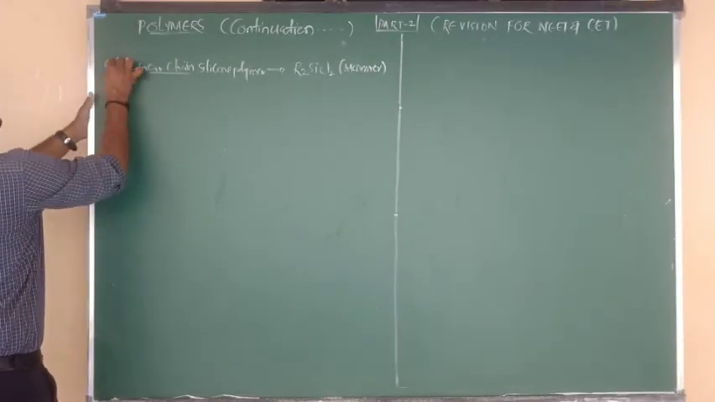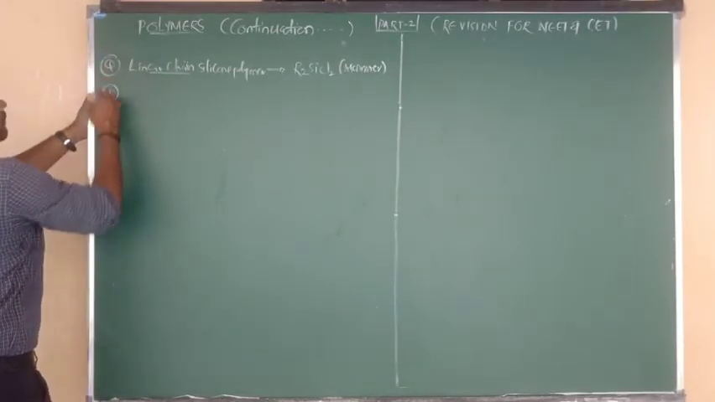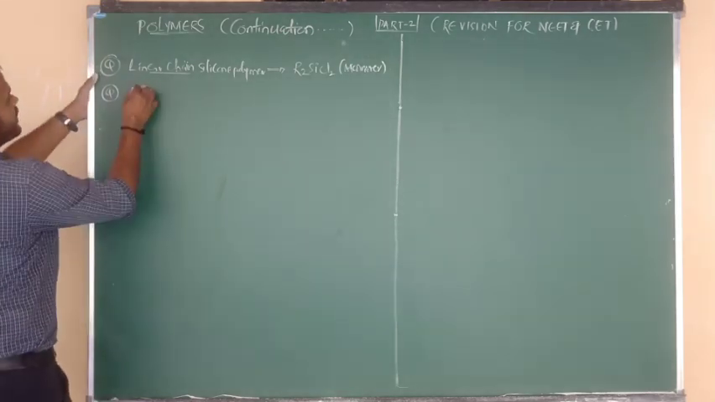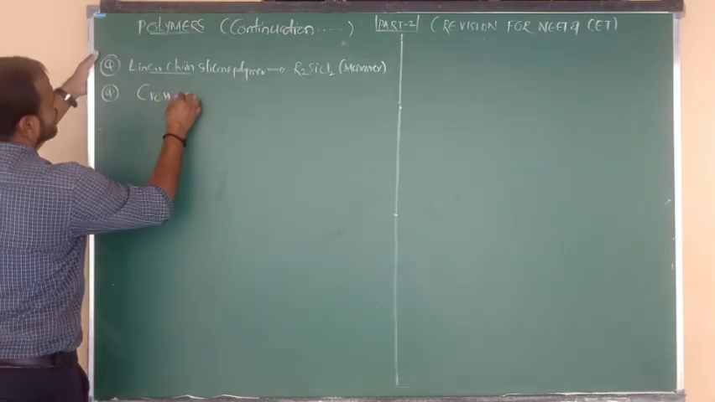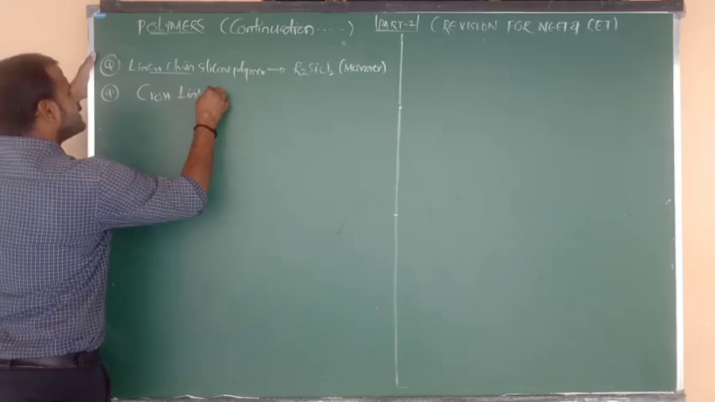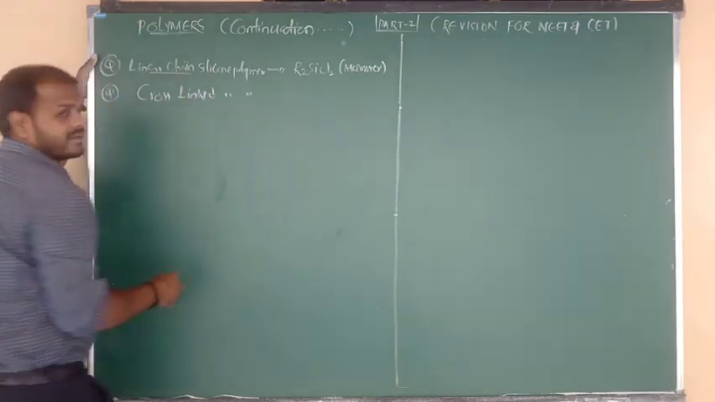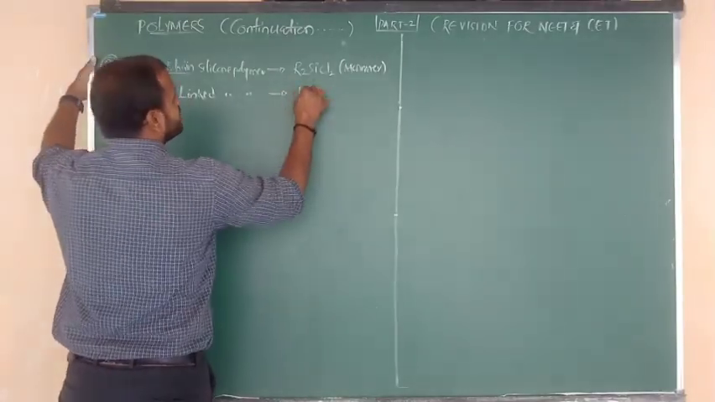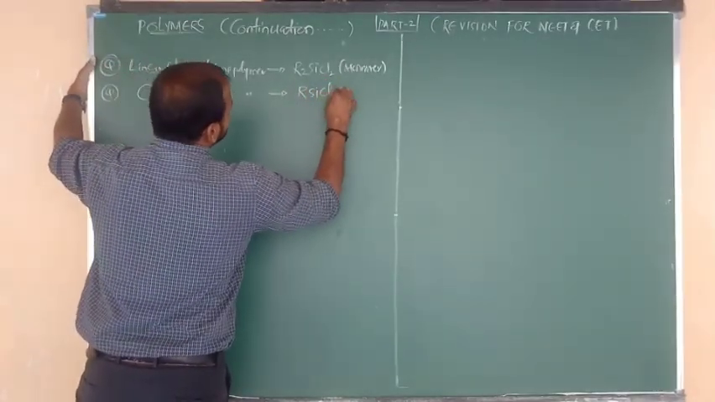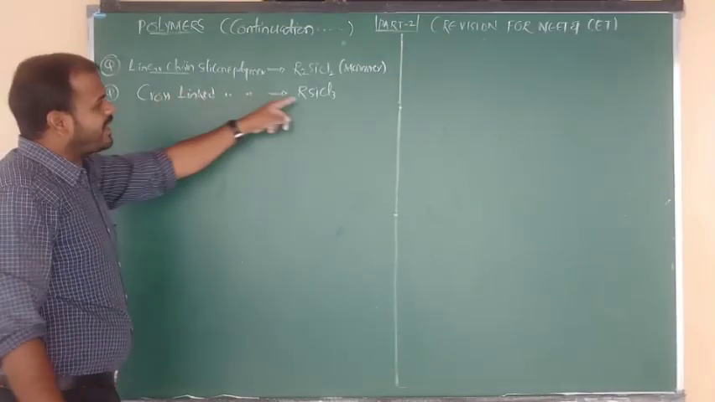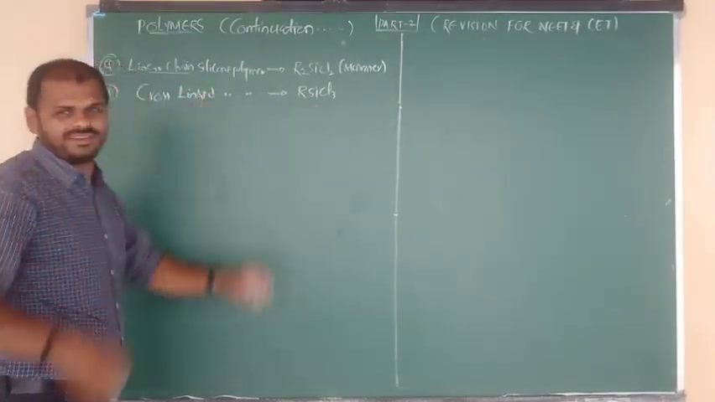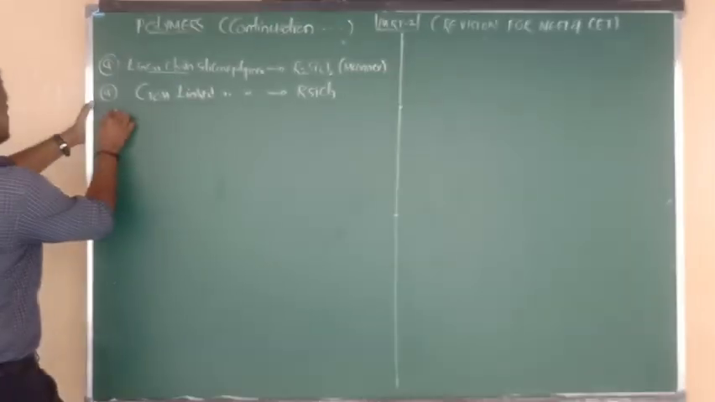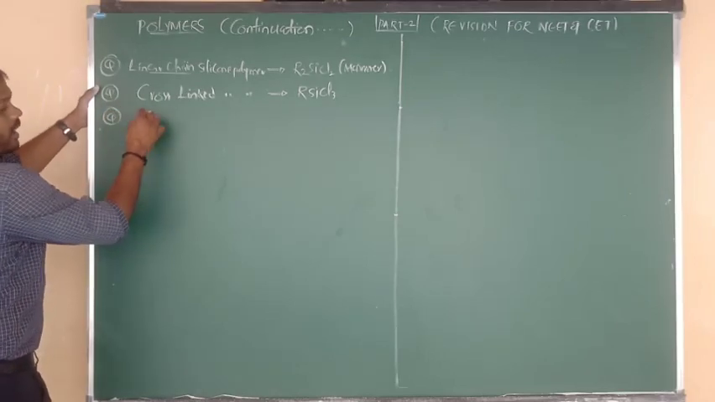Next, beta. What is the monomer unit for cross-linked silicone polymer? For cross-linked silicone polymer, the monomer unit is RSiCl3, meaning alkyl trichlorosilane. Okay, beta. Next question is the monomer unit for chain termination.